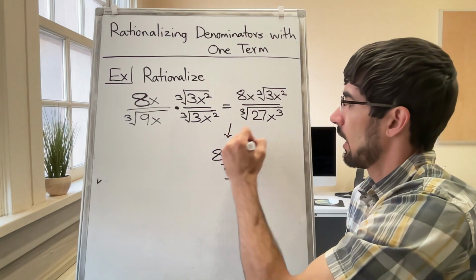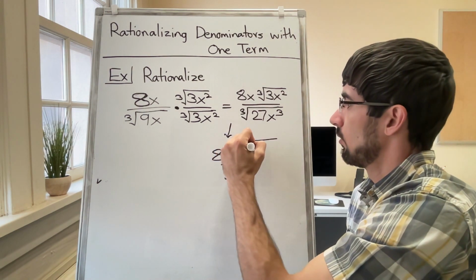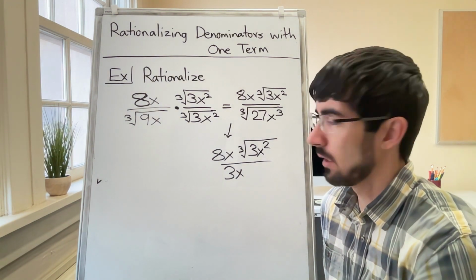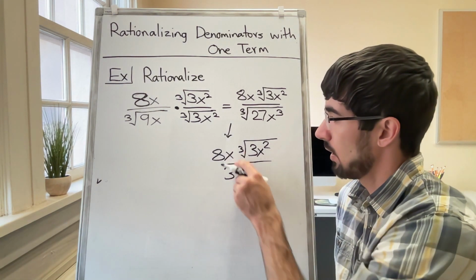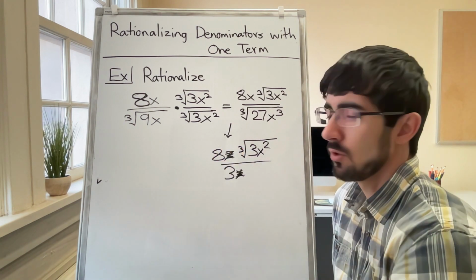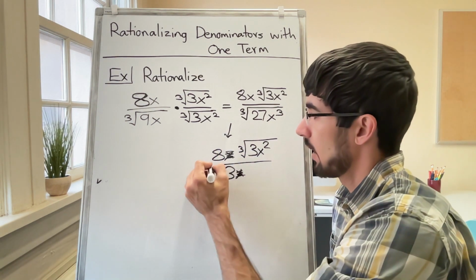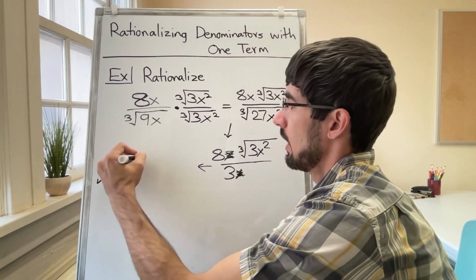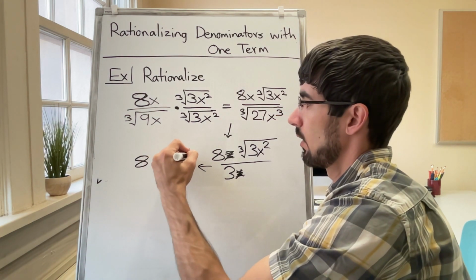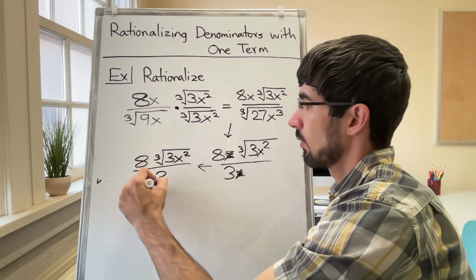In our numerator, I have 8x times the cube root of 3x squared. Now I can simplify this a little bit because I have a factor of x outside a radical symbol in both the numerator and denominator. So that divides out as a common factor, and I'll write my final answer as 8 times the cube root of 3x squared over 3.